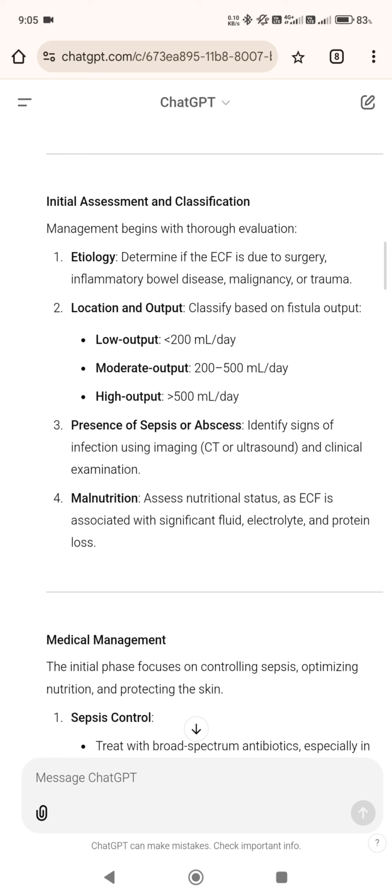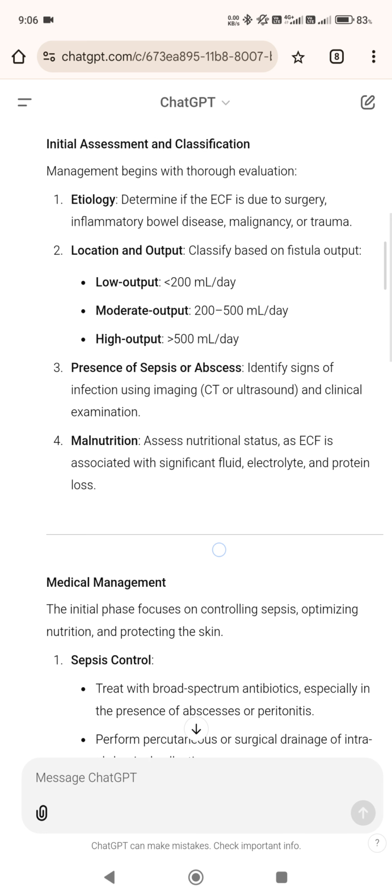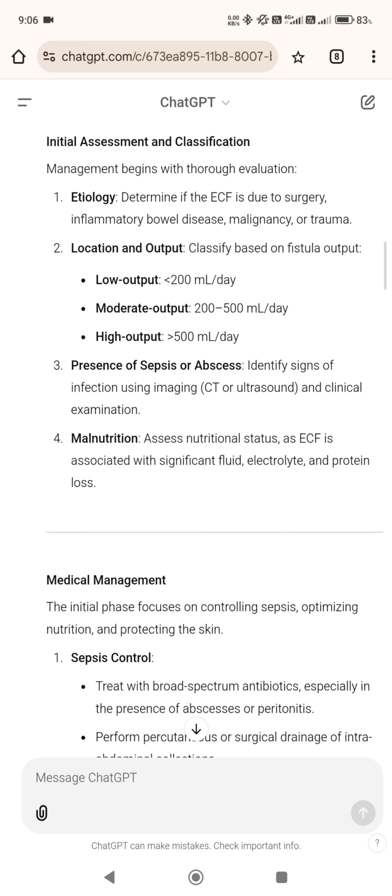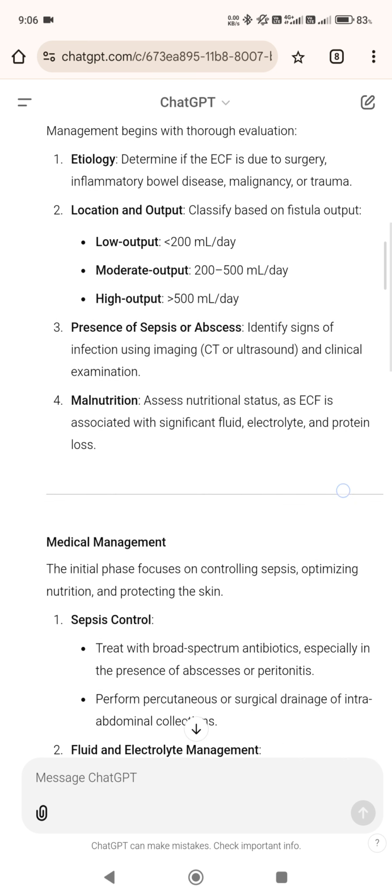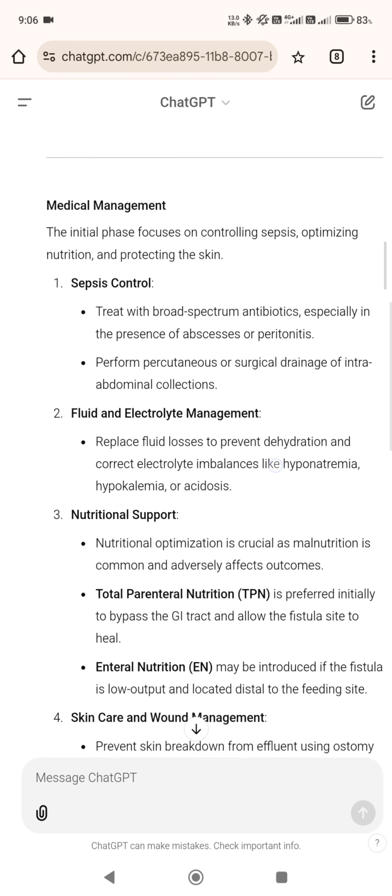3. Presence of sepsis or abscess. Identify signs of infection using imaging, CT or ultrasound, and clinical examination. 4. Malnutrition. Assess nutritional status, as ECF is associated with significant fluid, electrolyte, and protein loss. Medical management. The initial phase focuses on controlling sepsis, optimizing nutrition, and protecting the skin.